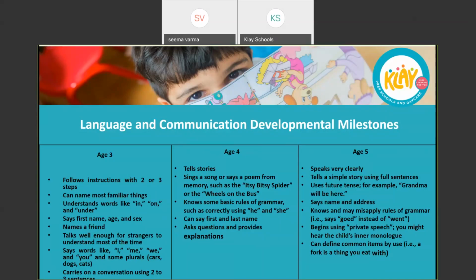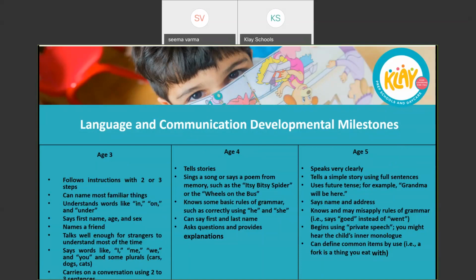Age 4 is significantly more advanced in terms of communication skills and expressive language. The child is able to tell stories, which could be very short, and sings a song or says a poem from memory, such as Itsy Bitsy Spider or Wheels on the Bus. Knows some basic rules of grammar, such as correctly using he and she, can say first and last name, asks questions, and provides explanations.